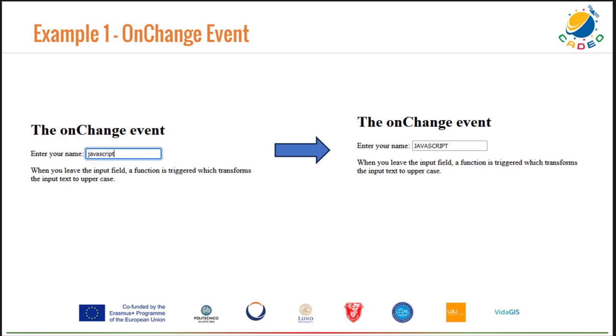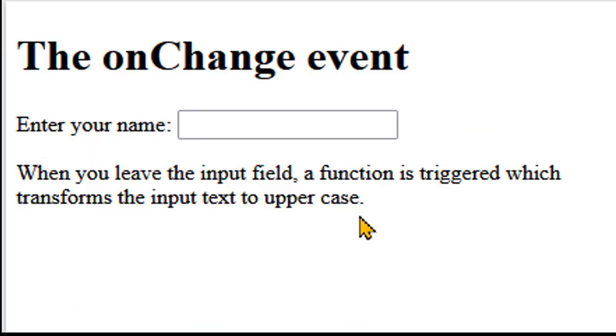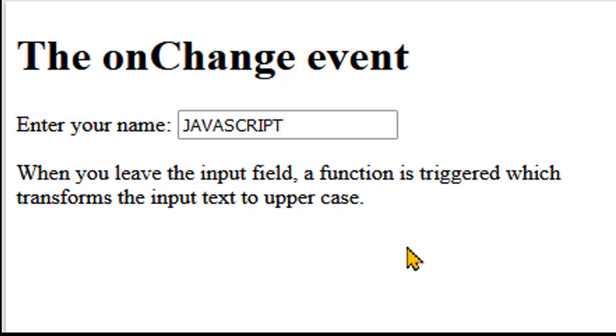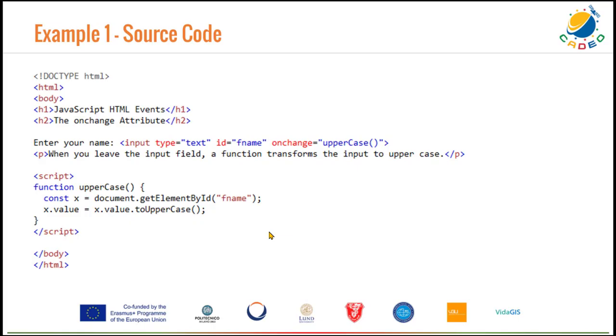In this example, you enter your name, and when you leave the input field, an event function is triggered, which transforms the input text to uppercase. This is the source code that implements the onChange event. As you can see, we have the onChange event handler and the event function uppercase.